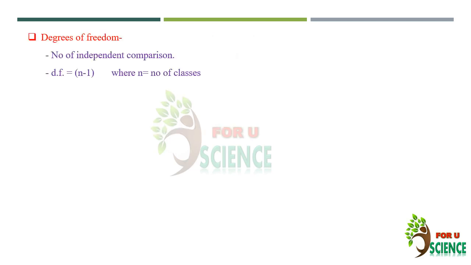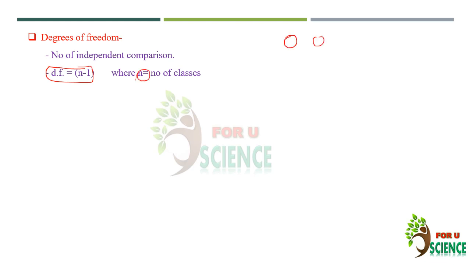Here we use a very important terminology, that is the degrees of freedom. What does it actually mean? It means the number of independent comparisons, how much freedom we have in terms of independence. We can understand this with the formula: degrees of freedom equals n minus 1, where n is the number of classes.